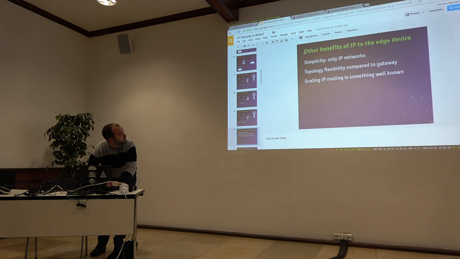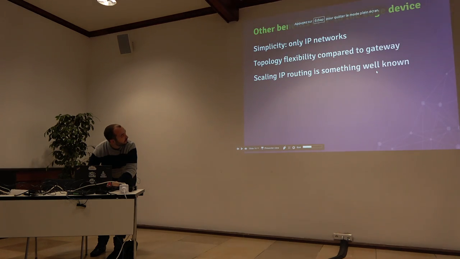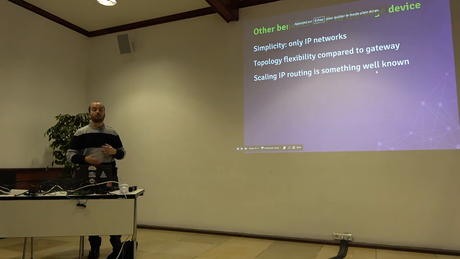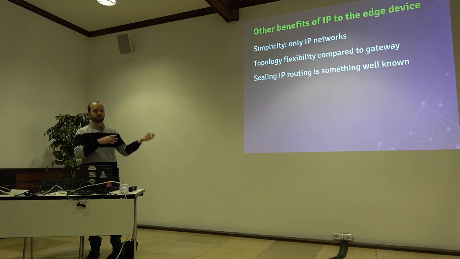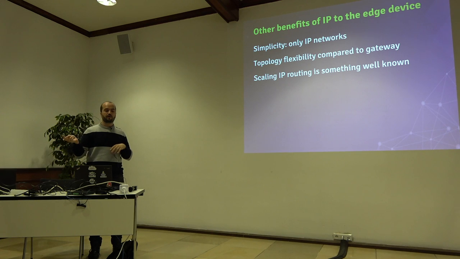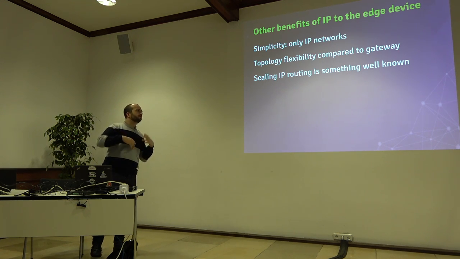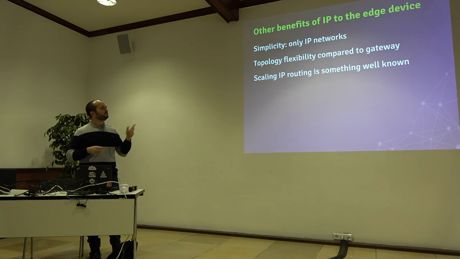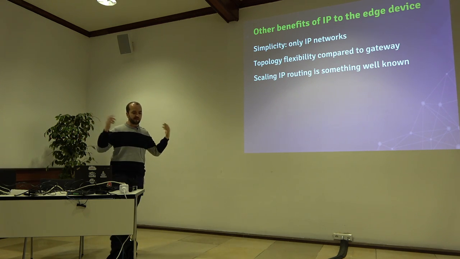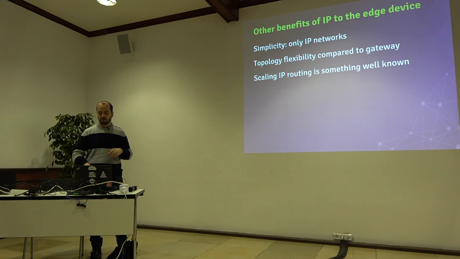So there are other benefits to this concept of IP to the edge. You have only IP networks, so it's more simple. You can easily change your topology to use Wi-Fi, to use Ethernet, to use whatever you want. It's more flexible and scalable. If you have gateways with a lot of sensors, scaling IP routing is something well known, much more than trying to scale, I don't know, Profibus or Modbus.